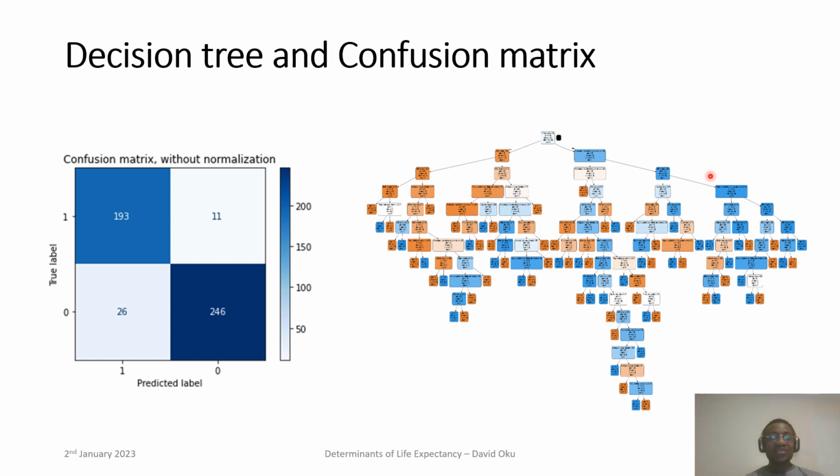So this is the image of the decision tree, and you can see the confusion matrix of this decision tree indicates that the decision tree performed very well. You can see we have a good number of true positives and true negatives.